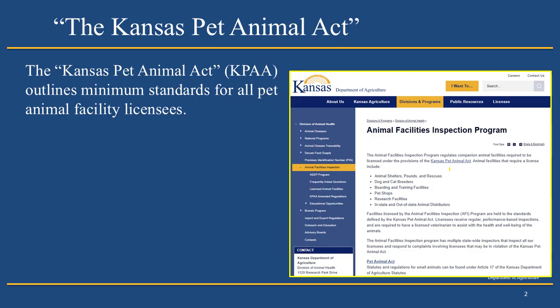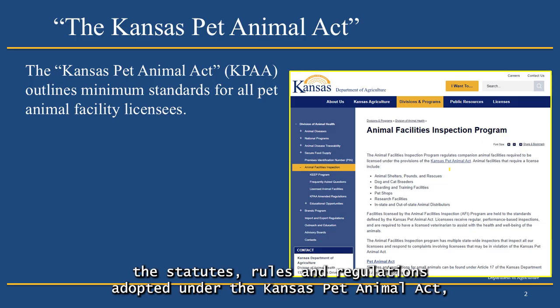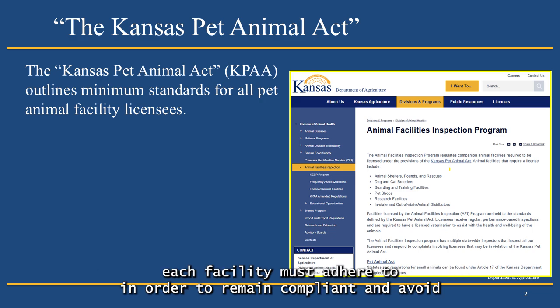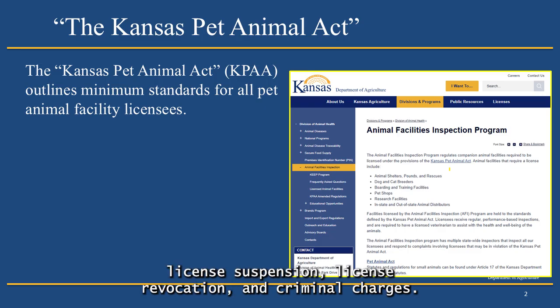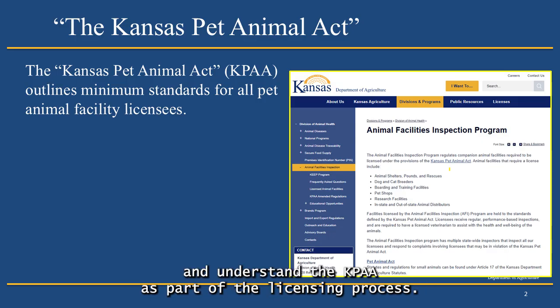be maintained. All Kansas-licensed pet animal facilities must follow the statutes, rules, and regulations adopted under the Kansas Pet Animal Act, which is collectively referred to as KPAA. KPAA sets the minimum standards each facility must adhere to in order to remain compliant and avoid enforcement action being taken against the license. Enforcement action could include civil penalties, license suspension, license revocation, and criminal charges. Licensees are expected to read, learn, and understand the KPAA as part of the licensing process.